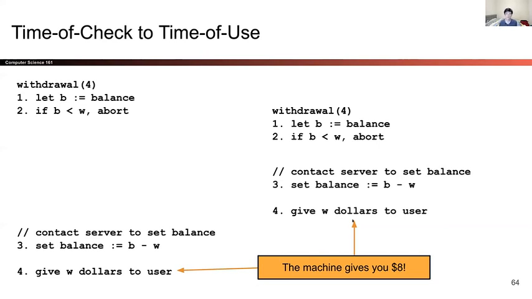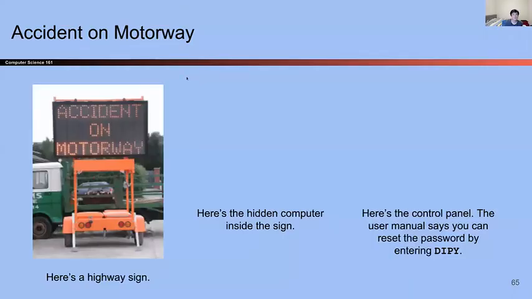So this is a time of check to time of use. We're checking B up here, but we're only using it down here when we actually abort or give the balance to the user. So yeah. Okay, we're almost there. Sorry, I'm rushing through this because we're almost out of time.